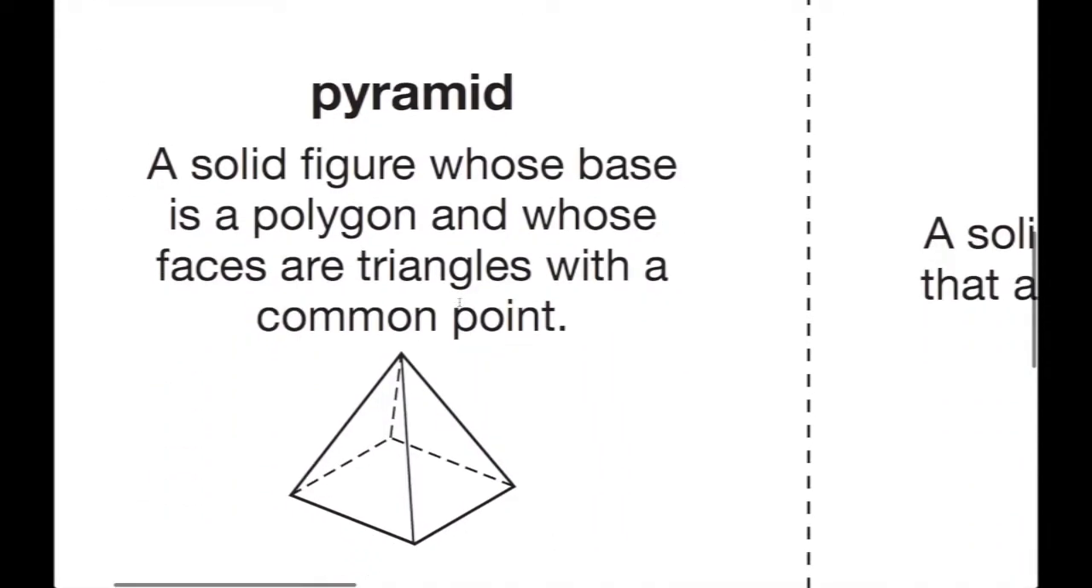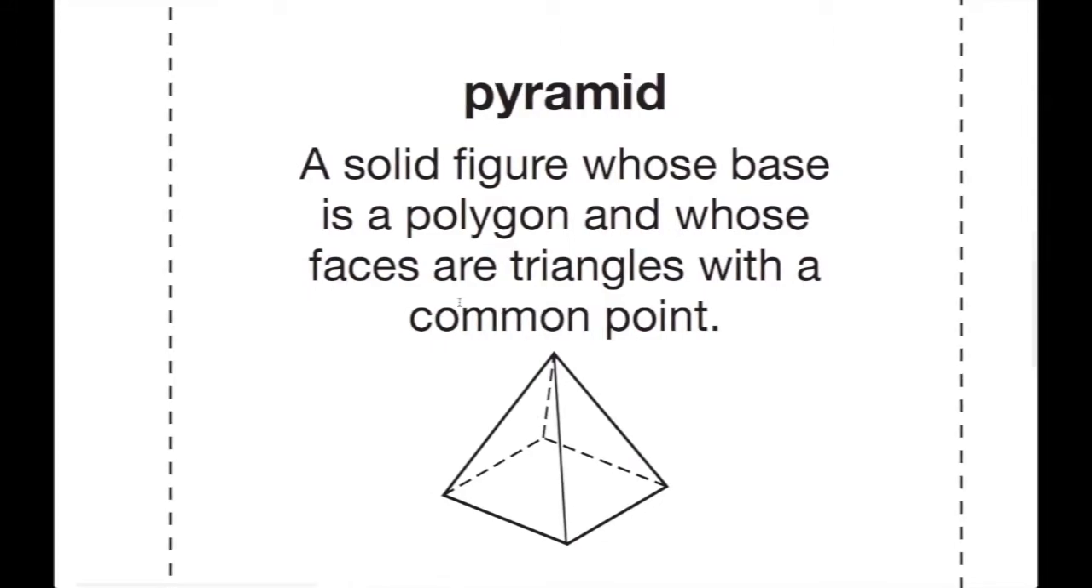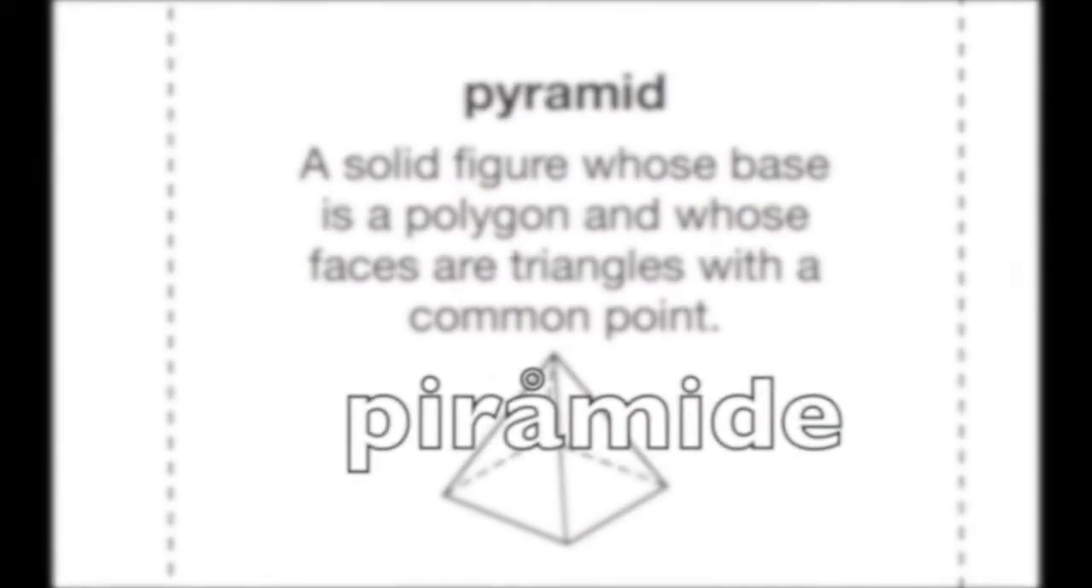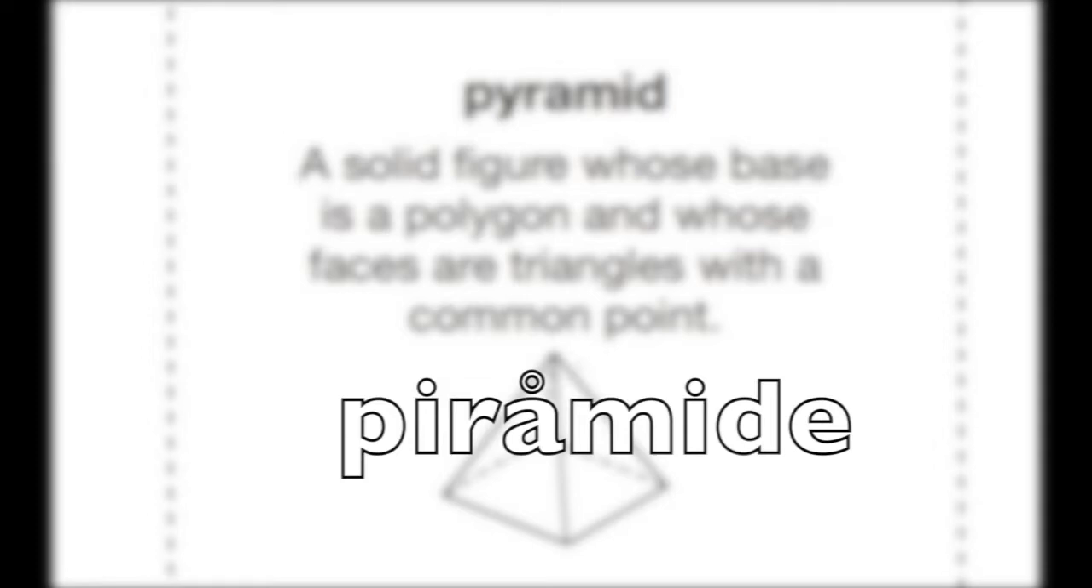Next up, we have a pyramid. A pyramid is a solid figure whose base is a polygon and whose faces are triangles with a common point. Pirámide.